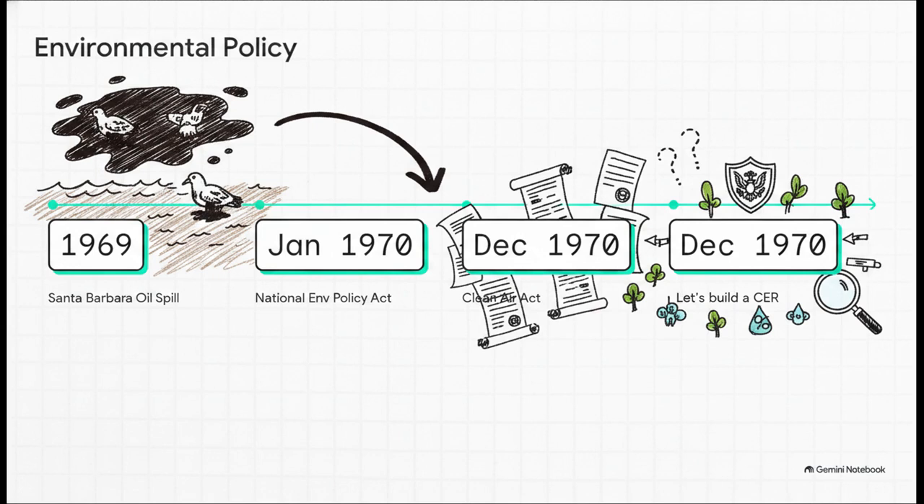Let's test this out on President Nixon's domestic environmental policies. Looking at the timeline, we see a massive, devastating oil spill off the coast of Santa Barbara in 1969. Then, the very next year, 1970, the government completely springs into action. They sign the National Environmental Policy Act, the Clean Air Act to cut down on car emissions, and they establish the EPA. Now, did the 1969 disaster actually cause all this 1970 legislation, or is it just another chronological coincidence? Let's build our CER to find out.